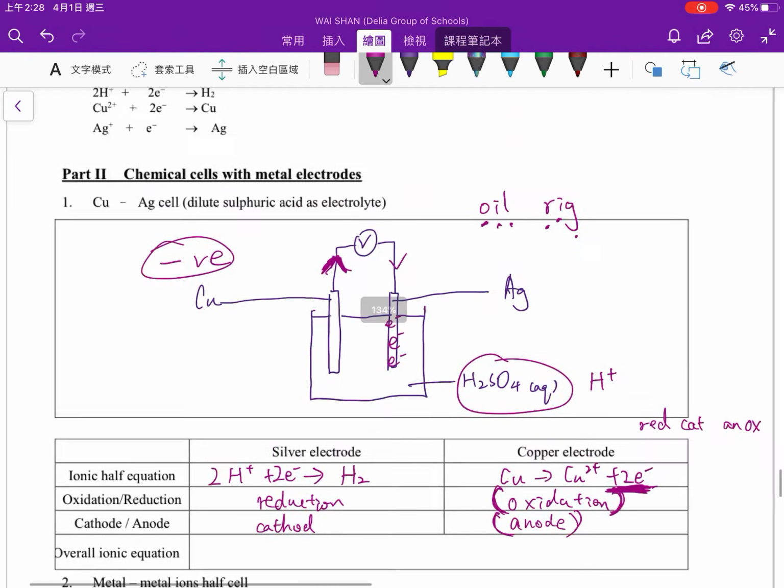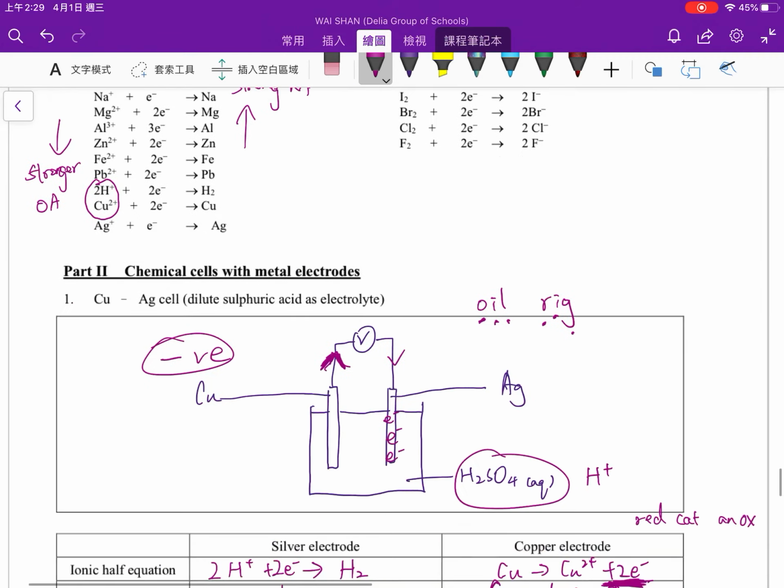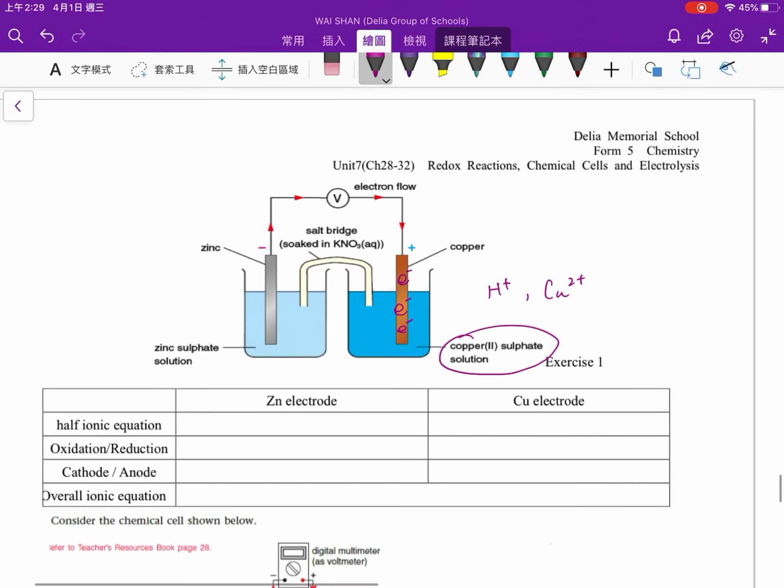For easier memorizing, I separated it into metals and non-metals. So we check here hydrogen ion and copper. Do you still remember whether the lower one is stronger or the upper one is stronger? For metals, they are reducing agents, and the upper one will be a stronger reducing agent, right? For oxidizing agents, it's the opposite. So you can see that copper 2 plus is the stronger oxidizing agent than hydrogen ion. So copper 2 plus is lower, right? So the answer is copper 2 plus. So the half ionic equation should have copper 2 plus here.